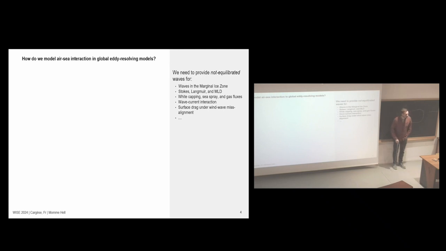Okay, yeah, so I started this because I want to know how we do RC interaction in global eddy resolving models, right? We will have models that resolve the mesoscale very well, that partly resolve the sub-mesoscale, and the question is, what do we do with the RC interface and how we represent that? And since it's the WISE meeting, you are convinced we have to provide a non-equilibrium sea state. That means we should model waves explicitly, right? For all these processes you study and like to study.